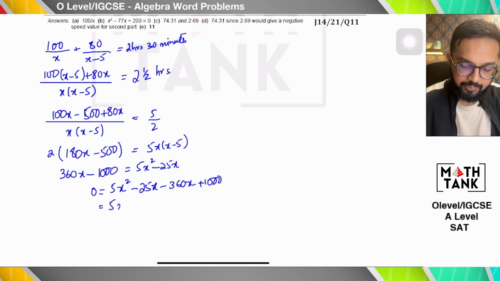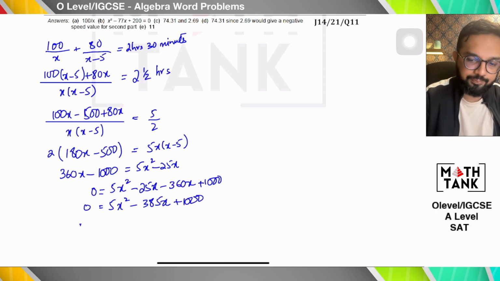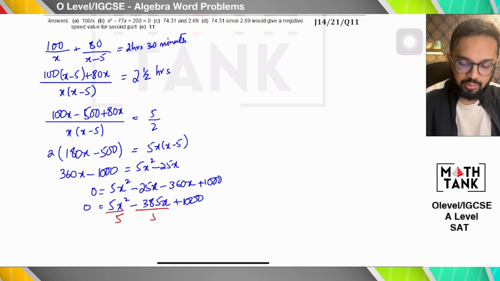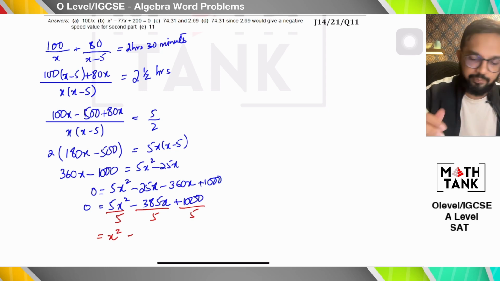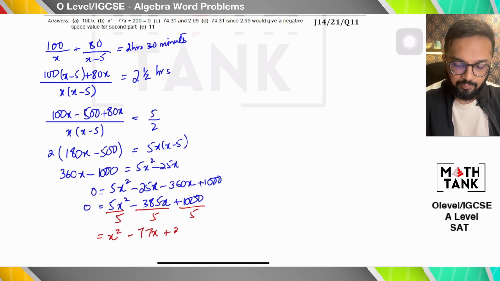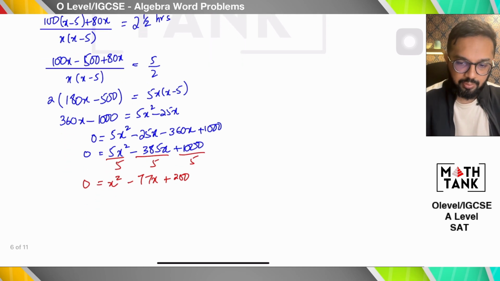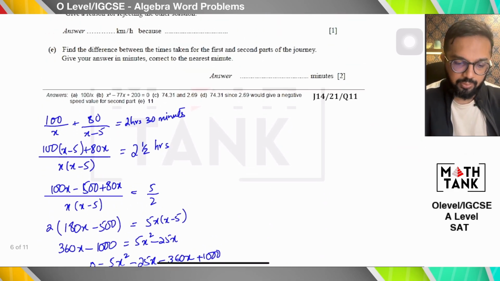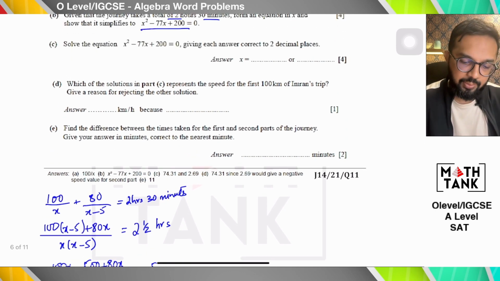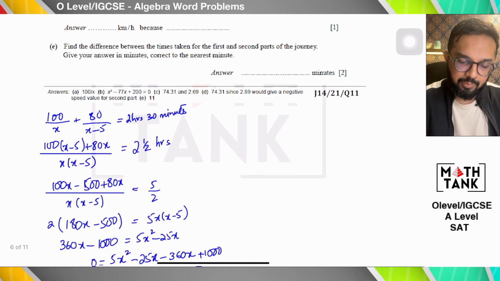So 5x square, so 5 common. Okay, yeah, we have the answer. I don't need to solve it further. Now what I need to do is just solve the equation giving an answer correct to 2 decimal places. I need to do that.